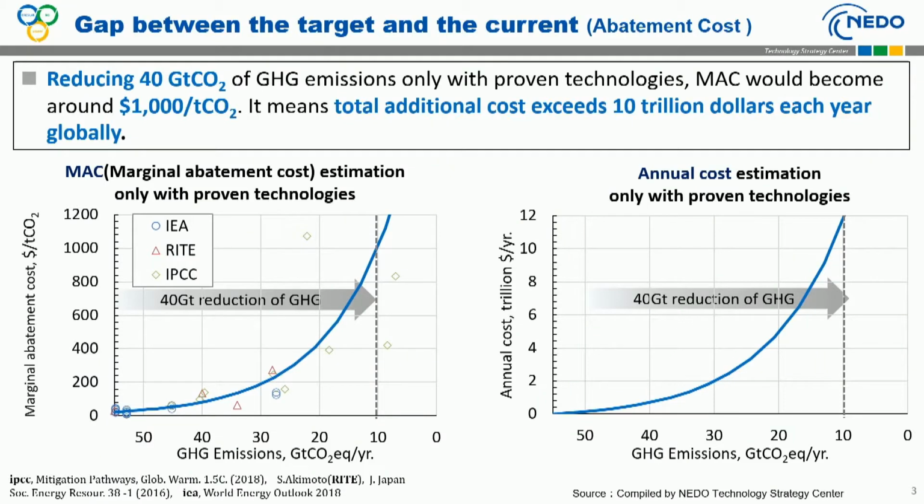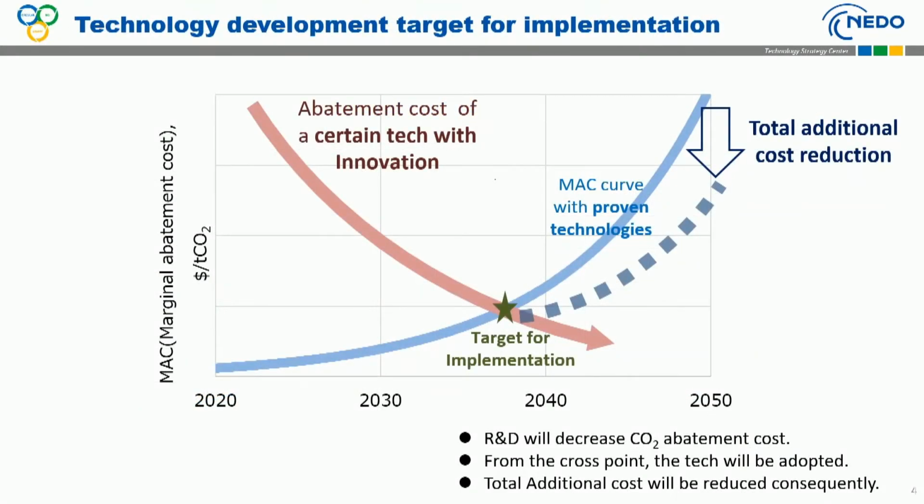The right figure shows additional costs obtained by integrating the MAC curve on the left. The additional cost of a 40 gigaton reduction would exceed $10 trillion per year globally. This amount is equivalent to 12% of the world GDP. Now we have shared how difficult it is without innovation. In the next slide, I'd like to consider the conditions of social implementation.